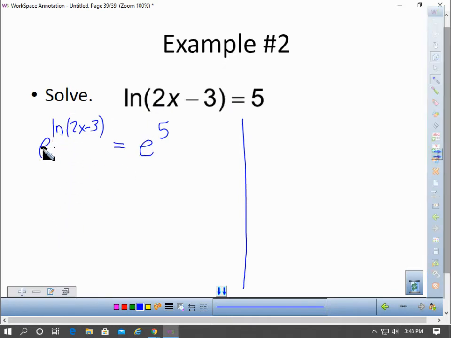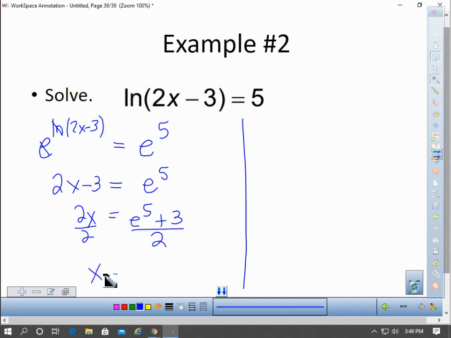Now, when you do that on this side, these two are going to cancel because e and ln are inverse operations. So you're going to get 2x minus 3 equals e to the 5. And then you're solving for x. So 2x is going to equal e to the 5th plus 3, just adding that 3 over, and then divide by 2. So your answer is going to be e to the 5th plus 3, divided by 2. That's our answer.